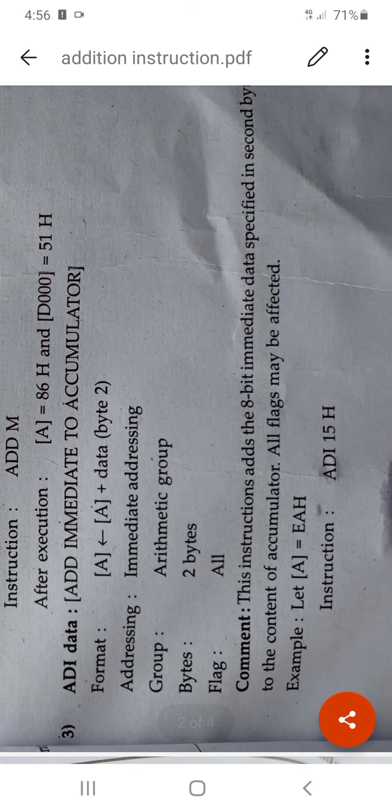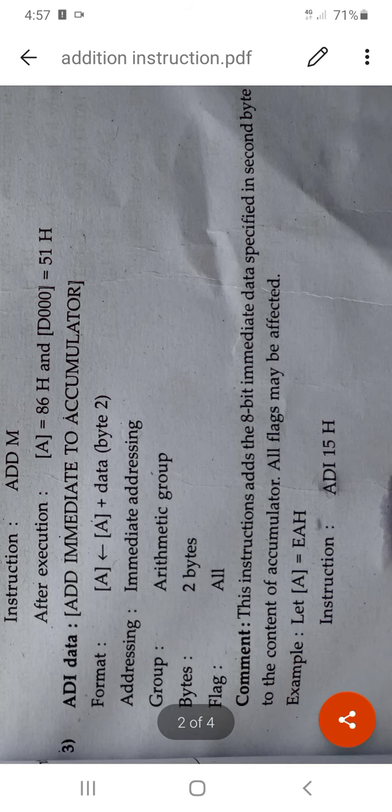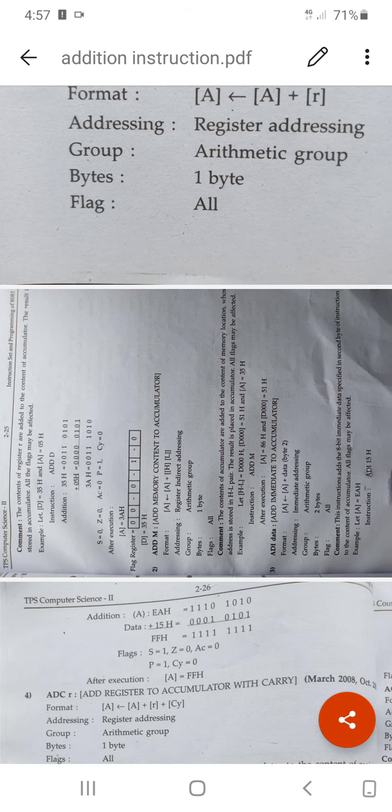The third one is the ADI instruction, which is add 8-bit data immediate. That is, here the operand is not in a register or in memory, but it is directly given in the instruction. So it is an immediate addressing mode instruction. It consists of 2 bytes: 1 byte of course is the opcode and the other byte is the operand. Directly that data is added with the accumulator and the result is stored in the accumulator. Of course, in this instruction also the flags are affected.